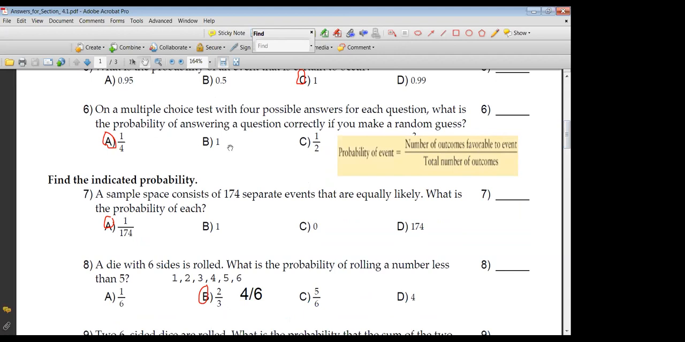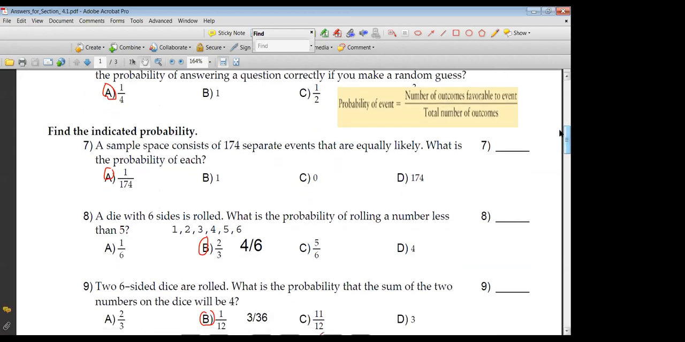If you had a multiple choice question with, let's say, seven possible answers, your probability of getting it correct, if you're guessing, would be one chance in seven. Favorable over total. With four answers, it's a one chance in four. If it was five, it'd be one in five, or one in six. If you had only three, it'd be one in three. If you had two, one chance in two.